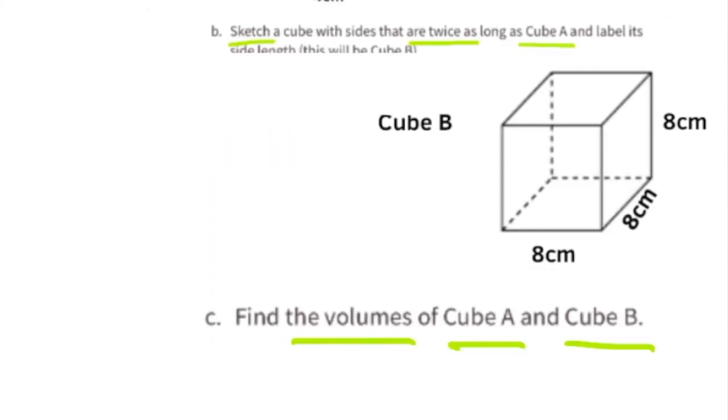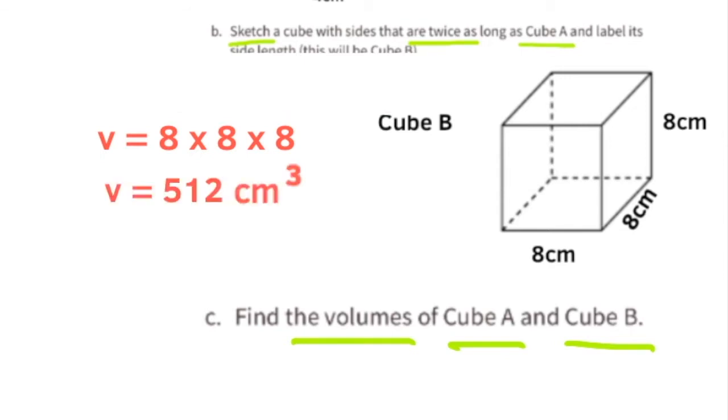And we'll do the same thing for cube B, the larger cube. The length times the width times the height. 8 times 8 times 8. The volume for the larger cube is 512 cubic centimeters, or 512 centimeters cubed.